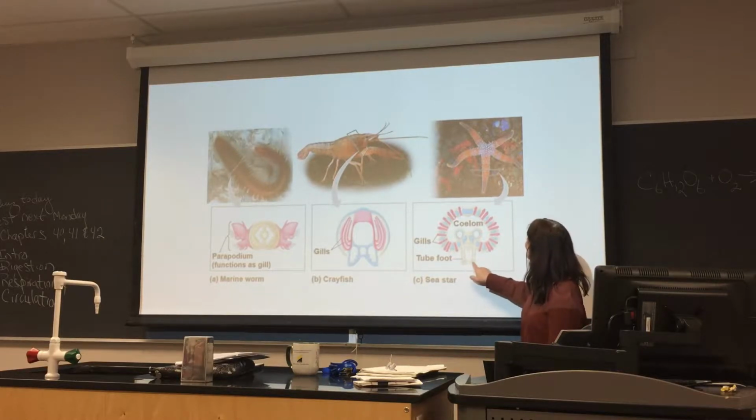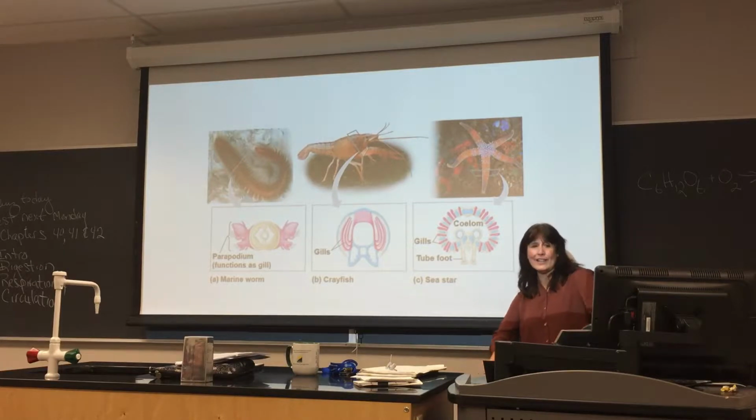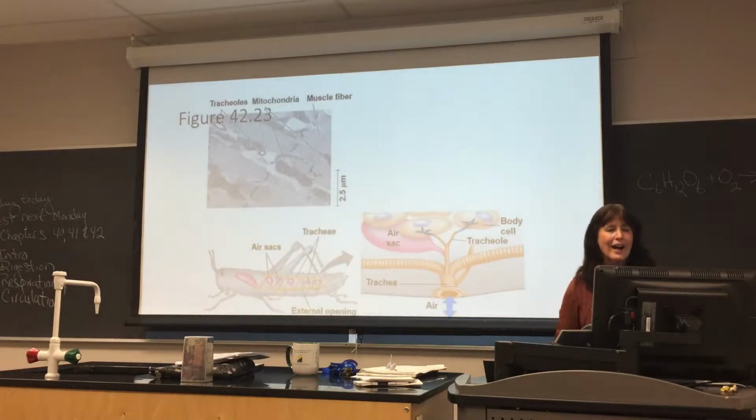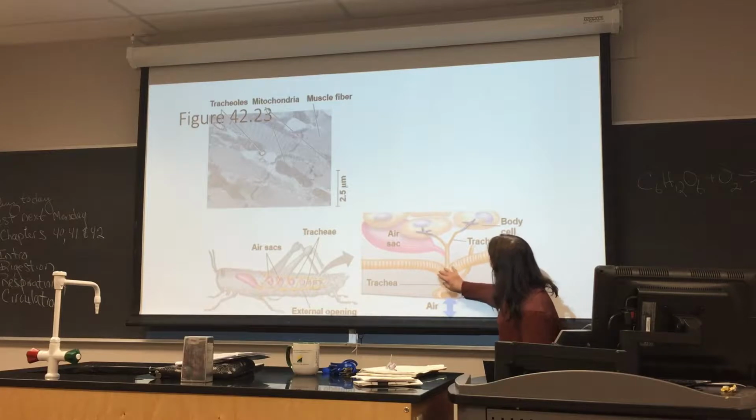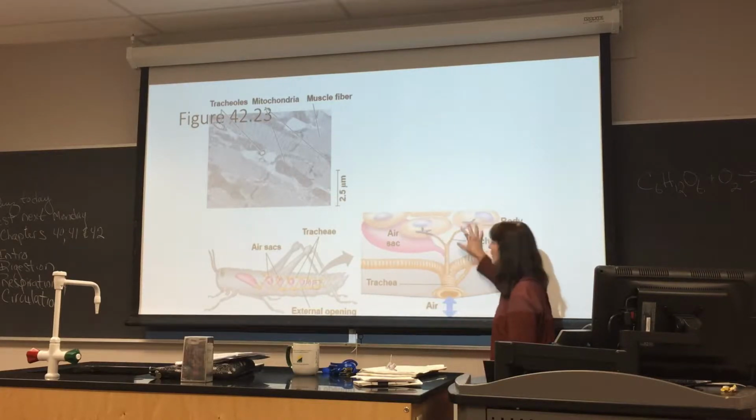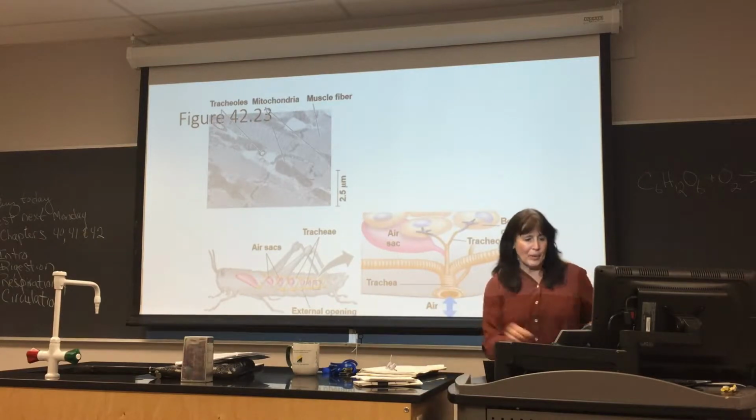There are 2 feet here they're showing that help the starfish walk and stick on to the rocks. And here you can see it in an insect, and in the insect you have these little tracheal openings here where the oxygen is going to come in this way, and then it'll be distributed throughout.